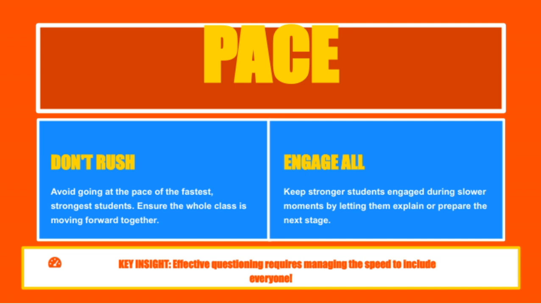Now, it's crucial to actively engage all students. We want to avoid rushing at the pace of the fastest or strongest students, because that can leave others behind. Instead, aim to keep the whole class moving forward together. And that brings us to the idea of not rushing the pace. Managing the speed of your questioning and discussion helps ensure everyone stays involved. Remember, the goal is to maintain a balanced, inclusive classroom where all students are growing at a pace that works for everyone.